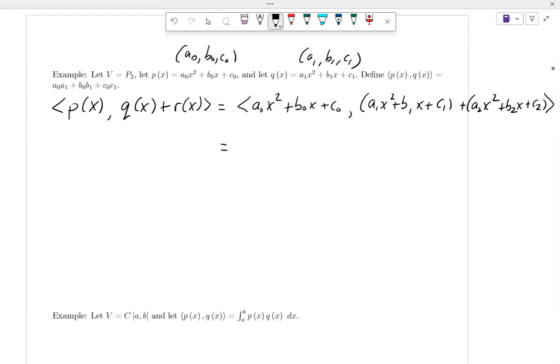What operation do you do first here? The first thing I would do is add, right? These are polynomials, so we'll add like terms. So your A1 and your A2 will get added together. Your B1 and your B2 will get added together. And your C1 and your C2 will get added together. That's just combining like terms, right?